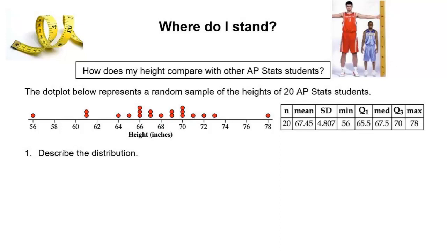So let's start with shape. How would you talk about the overall shape? Approximately symmetrical. Anything else stand out to you about it? There might be outliers. Yeah, we've got this guy and this guy. Does anything else pop out to you about the shape? It does seem to have two distinct bumps there.